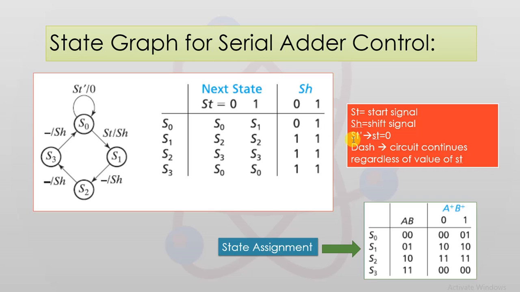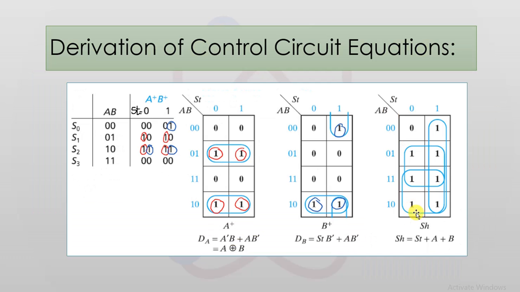So if I look at the shift signal, it is 0 only for the first case, rest all it's going to be equal to logic 1. So replacing that, I can see that the shift signal will be equal to the start signal plus A plus B. So this way we can obtain the control circuit equations for all the parameters that we want. And from this we can proceed towards drawing the sequential circuit.